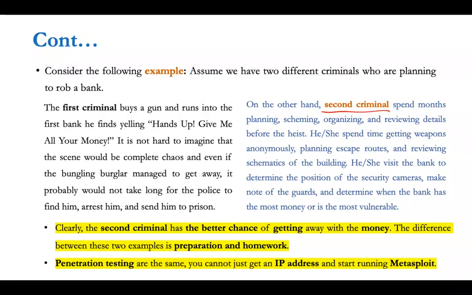Hacking and penetration testing are the same. You cannot just get an internet protocol address and start running Metasploit. Well, you can, but you are probably not going to be very effective. So, just recall these examples, the example which we used to begin this reconnaissance.